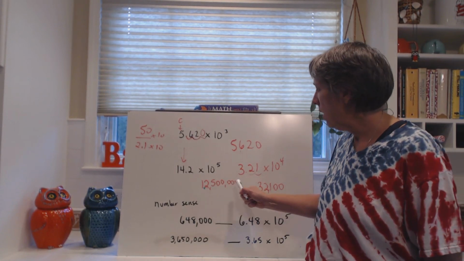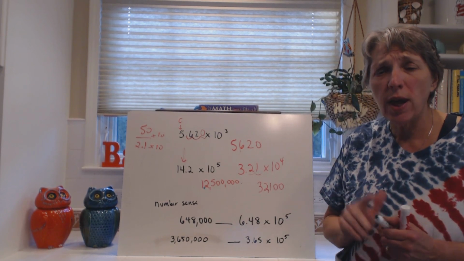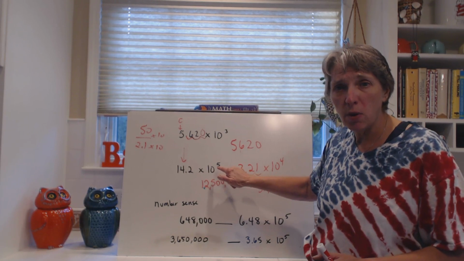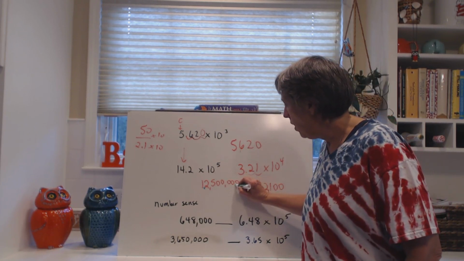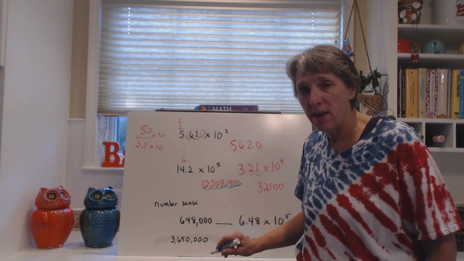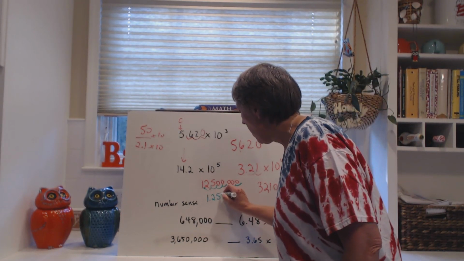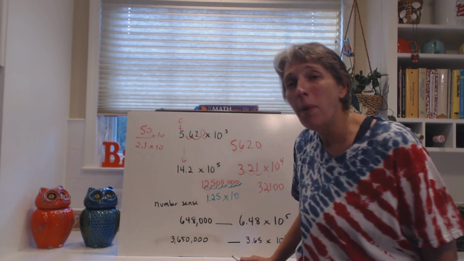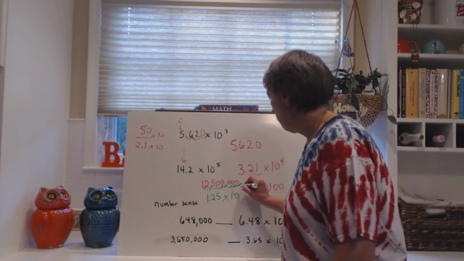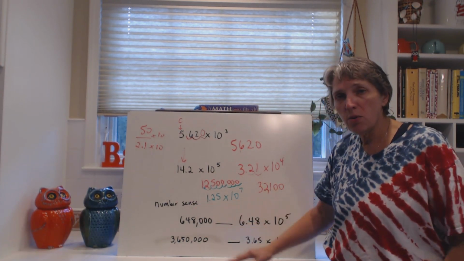It can't be 0. We start over here and we have to count the number of places we have to move the decimal to get it over here so that we can write the exponent. So we go 1, 2, 3, 4, 5, 6, 7. So scientific notation would be 1.25 times 10 to the what power? How many places did we move the decimal? 7. Very good.